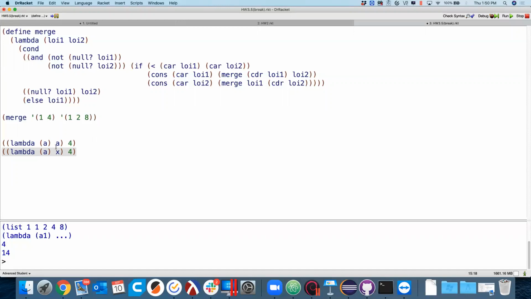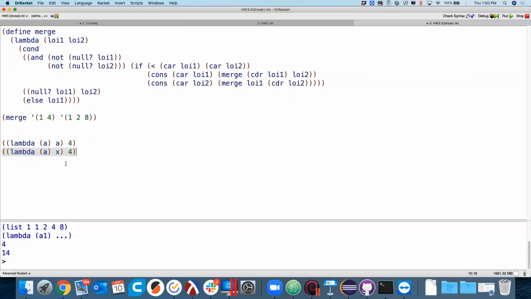So in this case, A occurs and X occurs. Those are the variables here that occur. Does A occur bound? Yes, it's bound by this guy right here. Does X occur bound? No. The only binding we see in here is A.